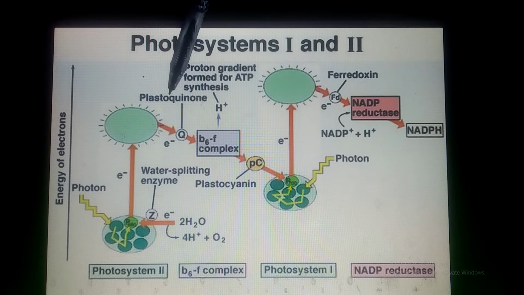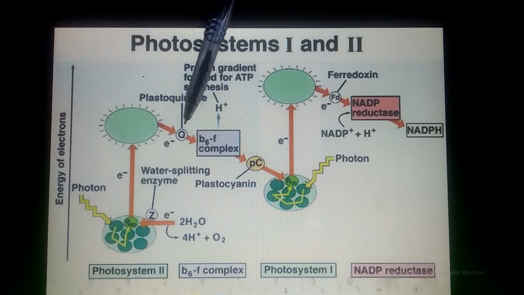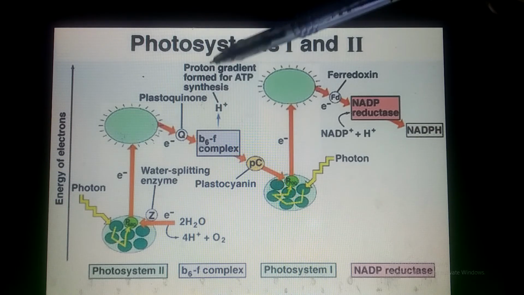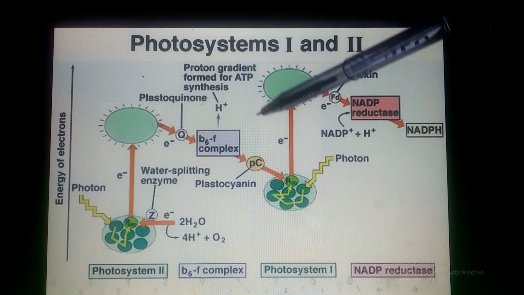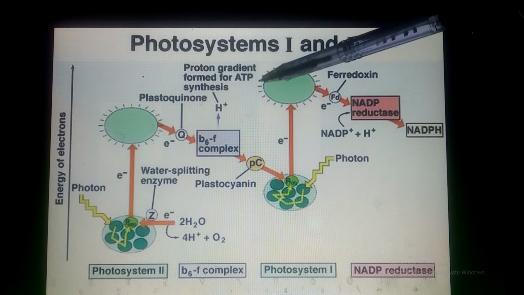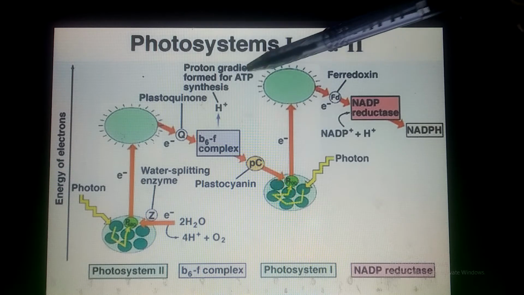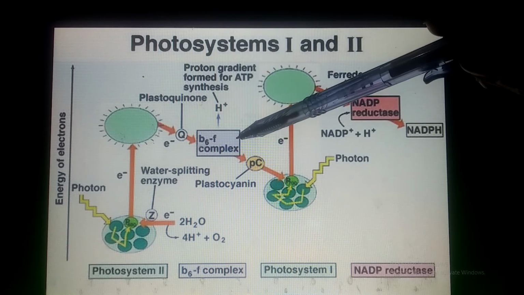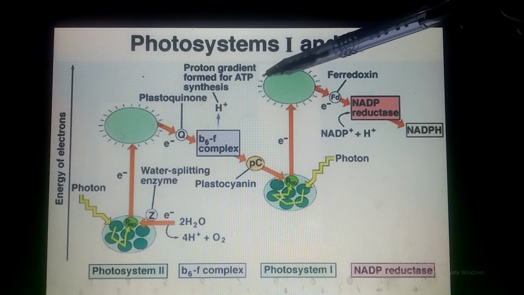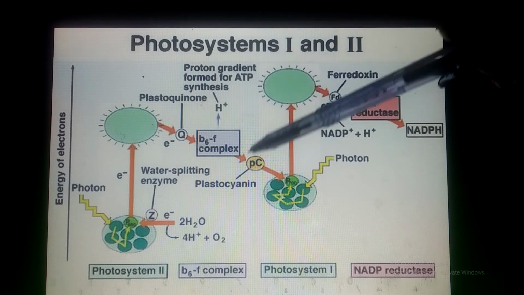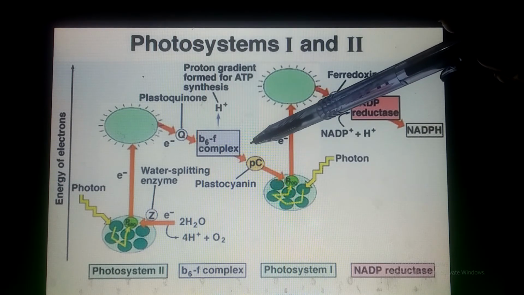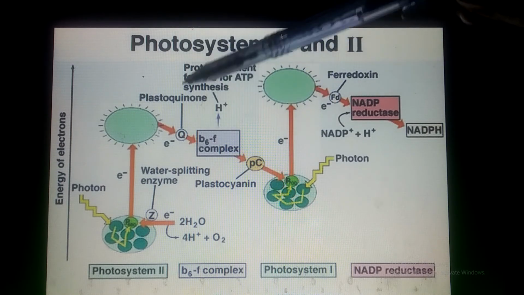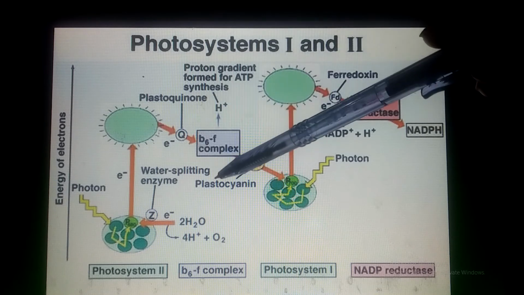So when the electrons move from the plastoquinone to cytochrome B and F, energy is released as a result of the oxidation of the plastoquinone. This energy is used in the synthesis of the ATP. That's why this is known as photophosphorylation, because the energy is produced as a result of using the light energy for the breakdown of the water molecule.